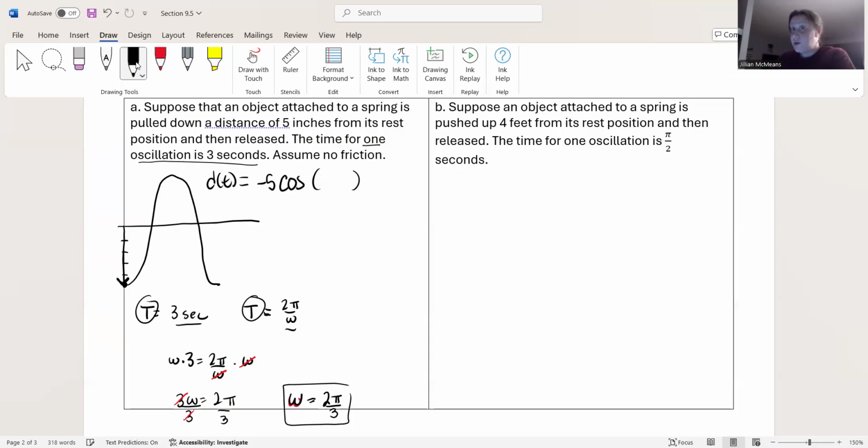So what I want to do is plug omega in. And remember, our generic function is going to be y equals a times cosine of omega t. Well, we've got our a, that's our maximum displacement. And then omega is going to be multiplied by t inside the argument. So all we have to do is say 2 pi over 3 times t. And this, y'all, is our function, okay?